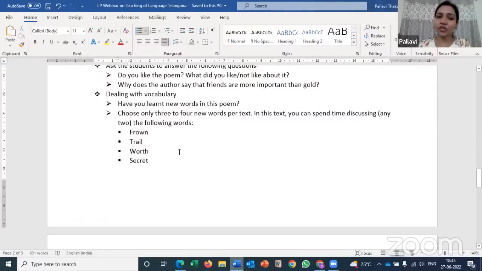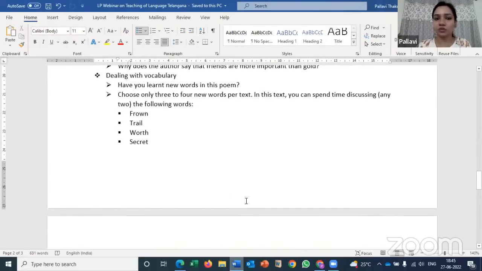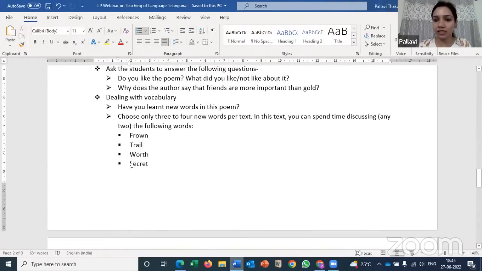So once you've finished reading and having those discussions around the questions related to the text, maybe you can give them this list. Your lists can be slightly bigger than this, 5 words, 6 words, but not more than that. In a text, you can also decide as a teacher to focus on only 2 words. So today, these are the 2 words which I'm going to focus upon. How do you select those 2 words?